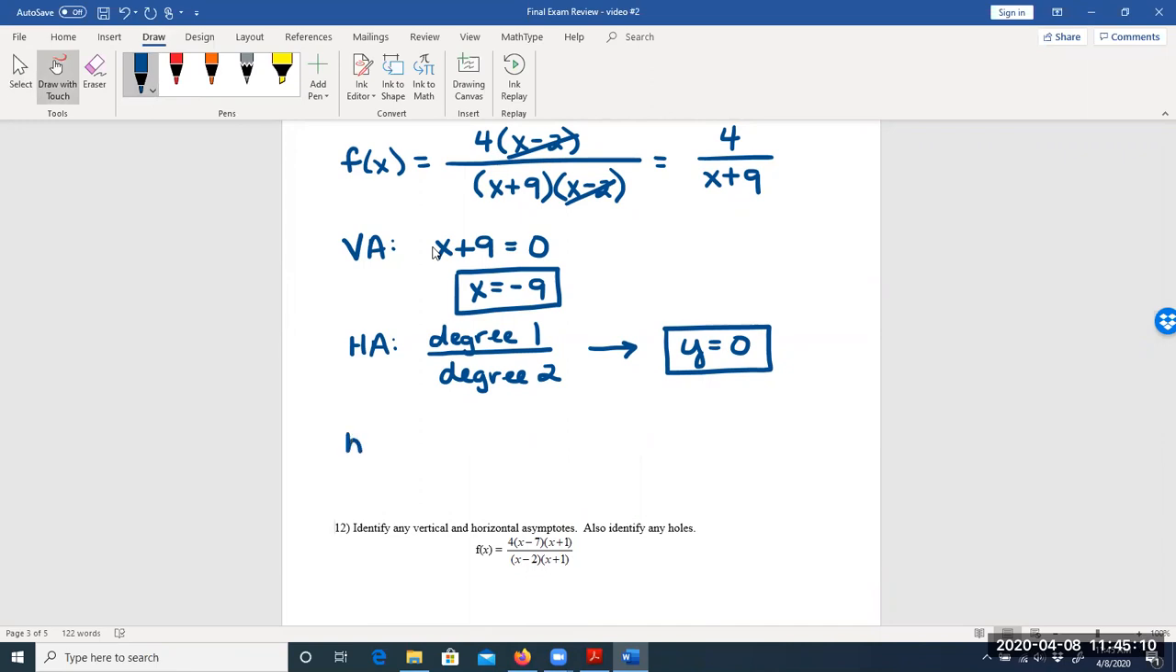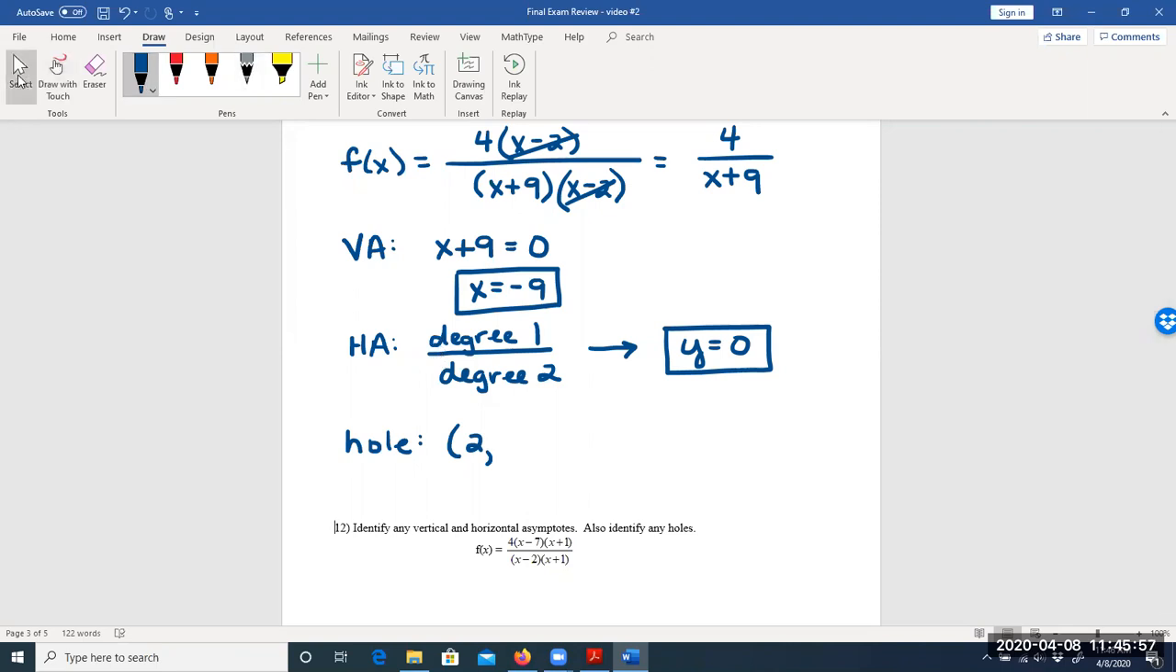Okay, finally the hole. There is a hole, and the x-coordinate of the hole is 2. We find that x-coordinate by determining what value of x would make that canceled factor equal to 0. So it's the canceled factor set equal to 0 is how I'm finding that 2. All right, the y-coordinate is found by, sorry, now I ended up erasing some of it. The y-coordinate is found by plugging 2 into the reduced function.